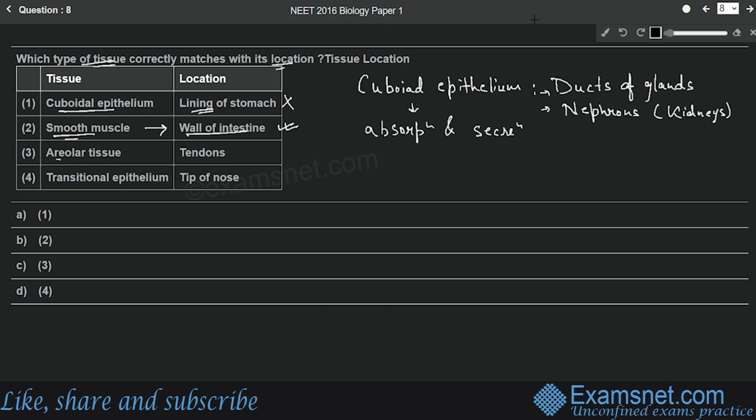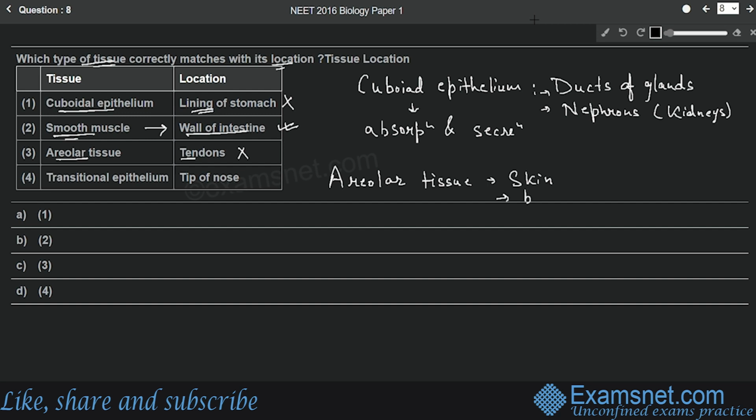Okay, it is formed by smooth muscle, and we know that smooth muscles are non-striated and involuntary muscles. The third type of tissue is areolar tissue, and here it is matched with tendons, which is again incorrectly matched because we know that the areolar tissue is present in the skin. Okay, let's write it down here. Areolar tissue, it is present in the skin and it binds the outer layers of skin to the muscles beneath.